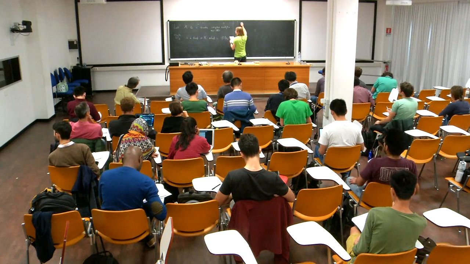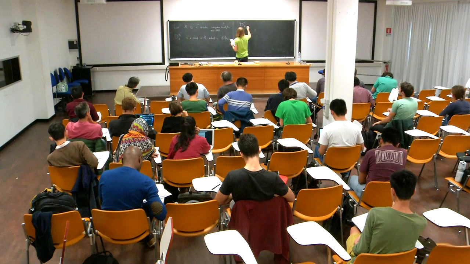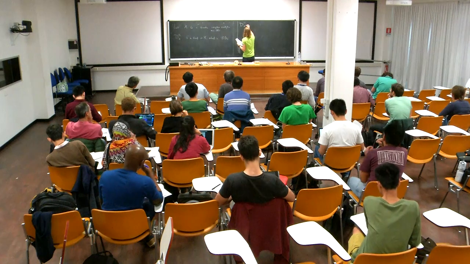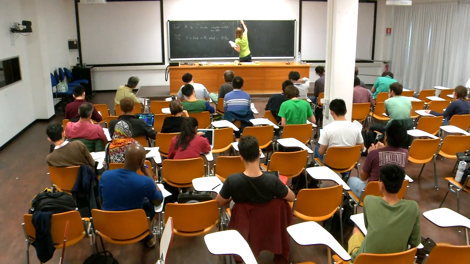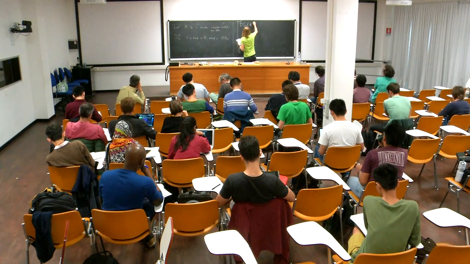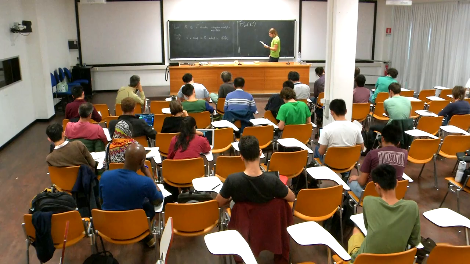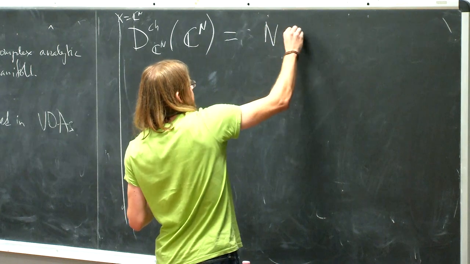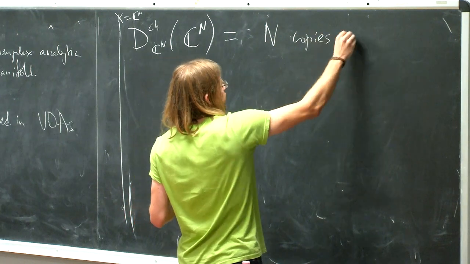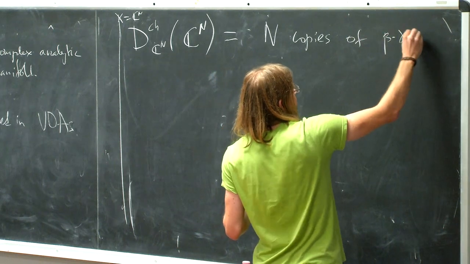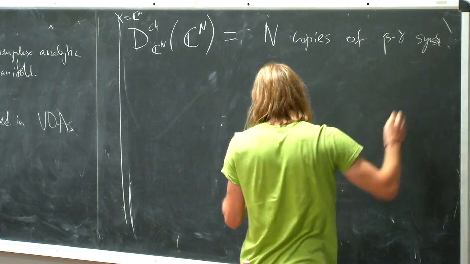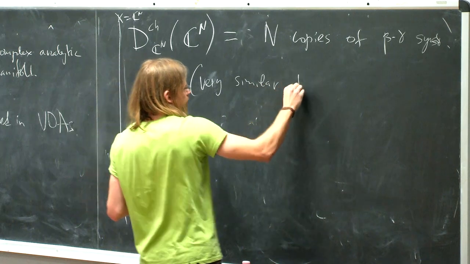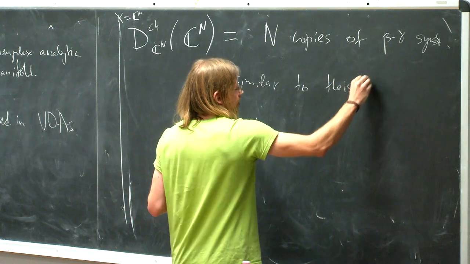I don't have much time, so first the idea. I'm not going to go into deep theory, but suppose first we take X to be just affine space Cn, and consider the global sections. What are the global sections of the sheaf on Cn? The statement is that this is what is called n copies of the beta-gamma system. This is a VOA, very similar again to the Heisenberg VOA.